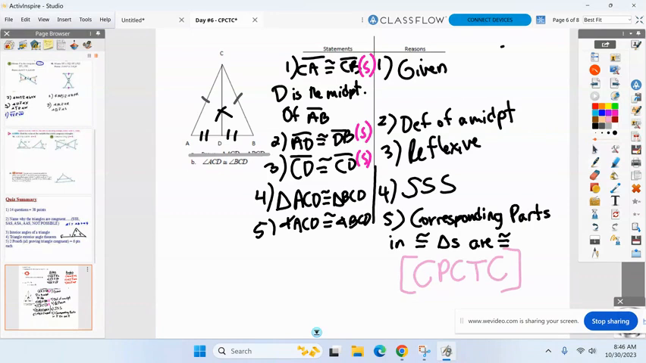CPCTC. CPCTC, let that roll off your tongue. Use it all you want, but I'm going to give you a little warning. It's got to be in the correct order. It can't be CTPCXYZ. It's got to be in the correct order if you want to use that. Not a way to prove triangles congruent. It is after you prove triangles congruent, you can say CPCTC. It is not a fifth method. It is to show you all the angles and sides are congruent afterwards. Any questions on this CPCTC? Not on the quiz tomorrow. All right, let's keep going.